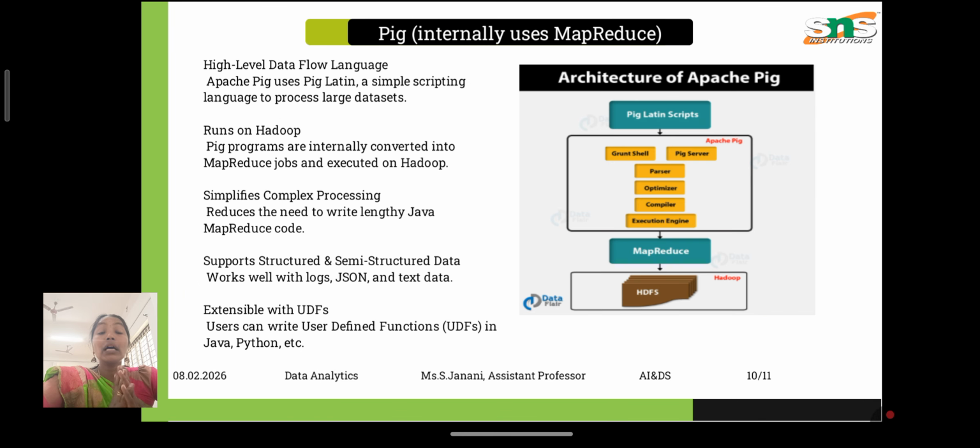Pig is one of the internal uses of MapReduce. Apache Pig is a high level data flow language which uses Pig Latin, a simple scripting language to process large scale data. It simplifies complex processing and supports structured and semi-structured data.